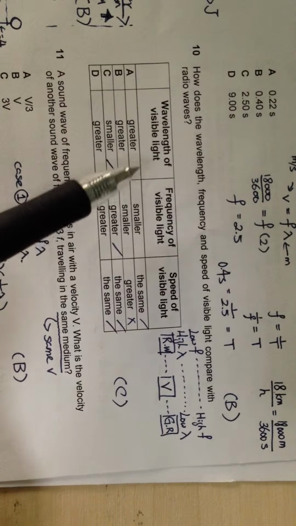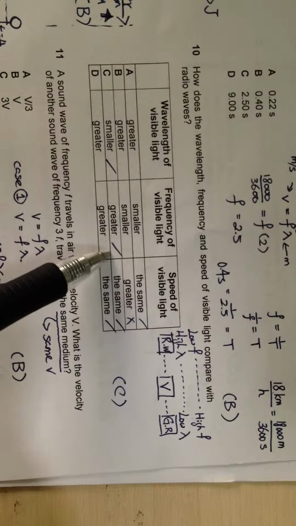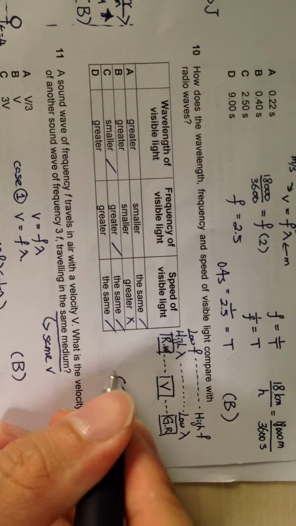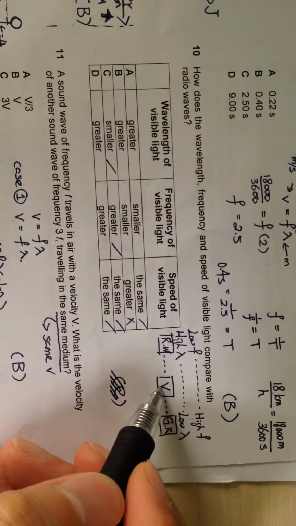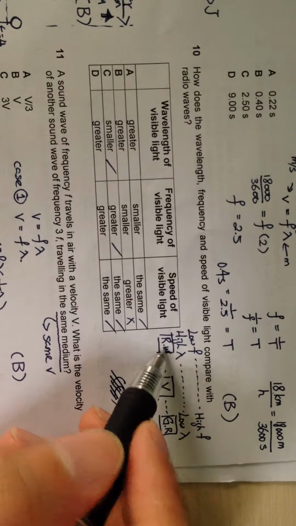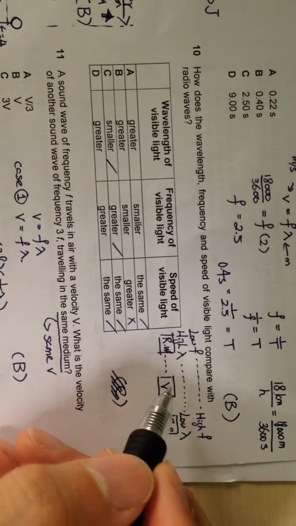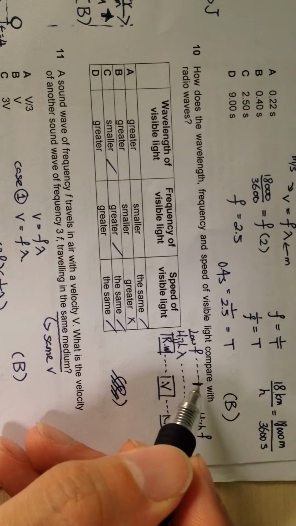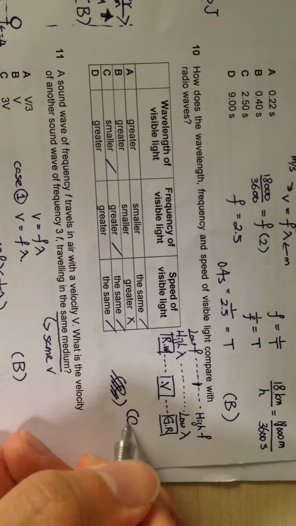When you look at the frequency, radio waves will have a lower frequency than visible light. Wait, I'm comparing visible light with radio wave. So visible light will have a higher frequency than radio wave, because visible light is here. So C is correct.